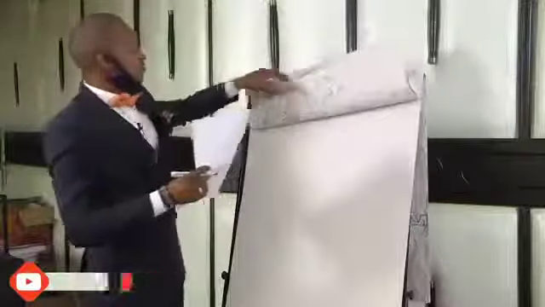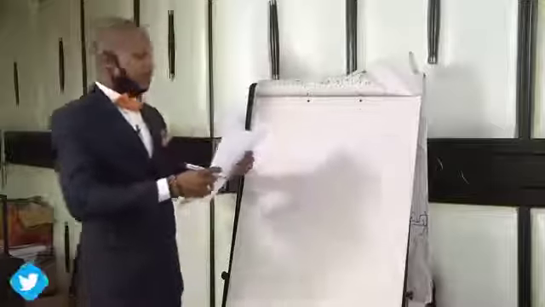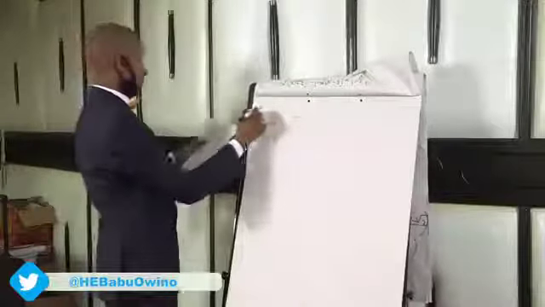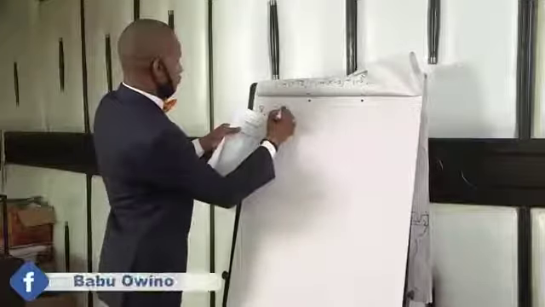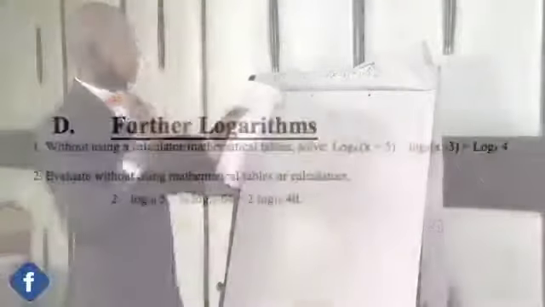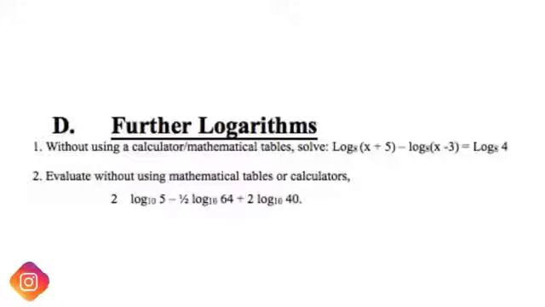We go to the next question. And the next question, number 8, you are told to evaluate without using mathematical tables or calculators. So you are told to evaluate 2 log 5 to base 10 minus a half log 64 to base 10 plus 2 log 40 to base 10.